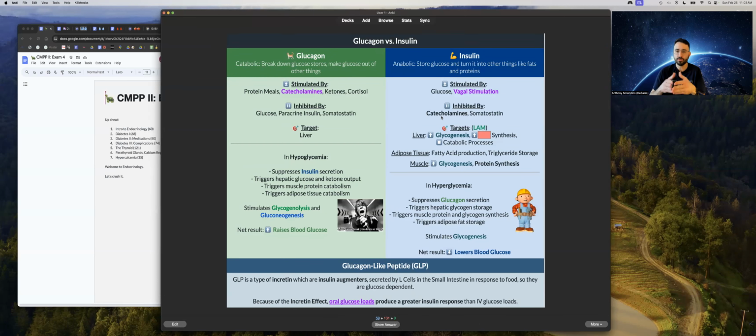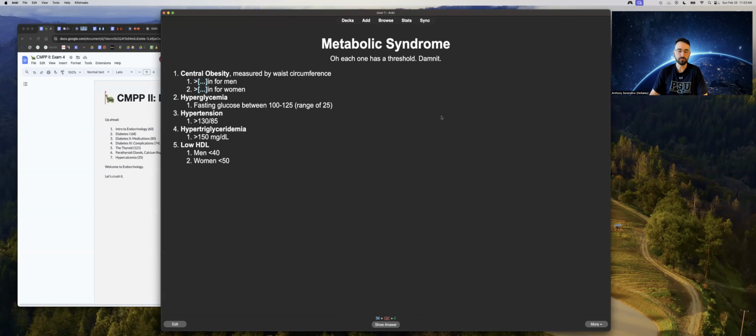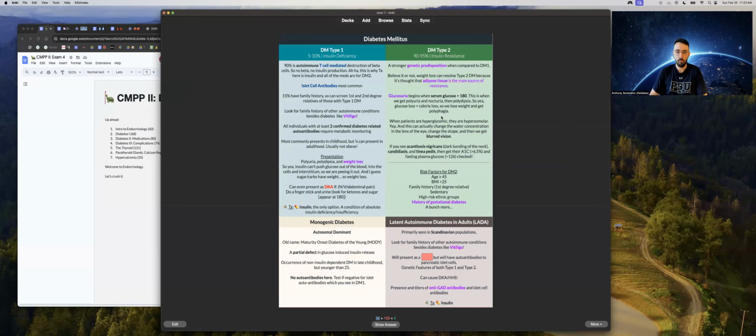All right, at the liver, glycogenesis, store this sugar, and what synthesis while we're there? Let's make some lipids while we're there, right? 35. DM2.